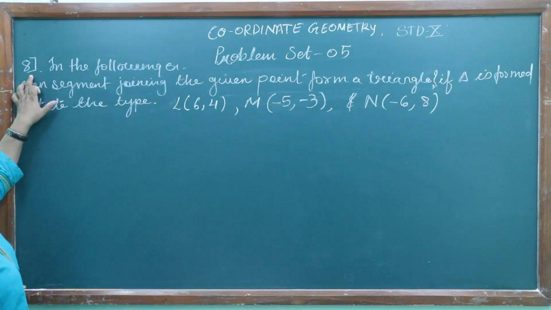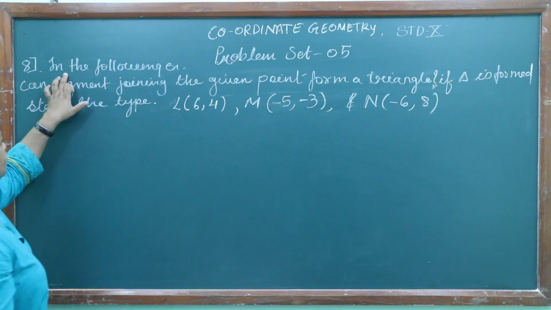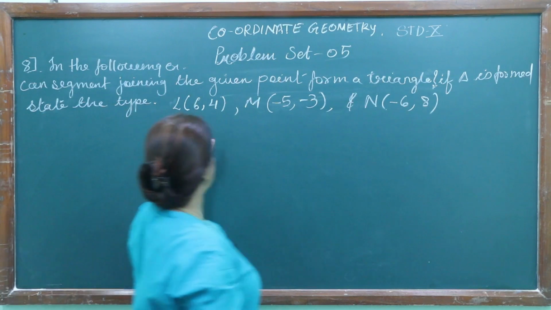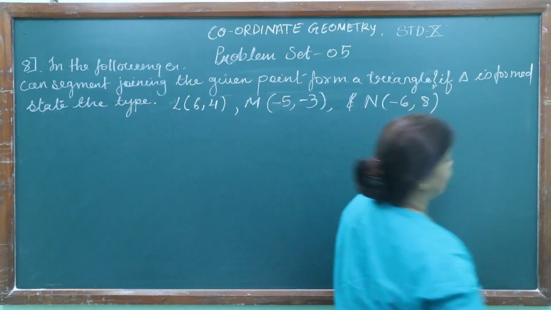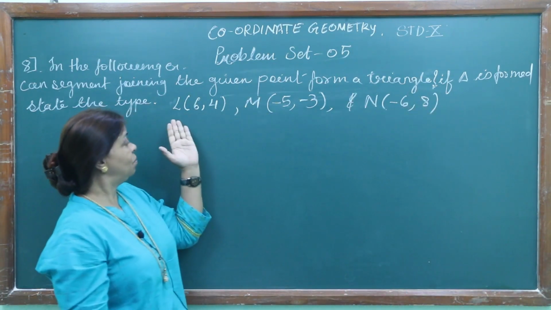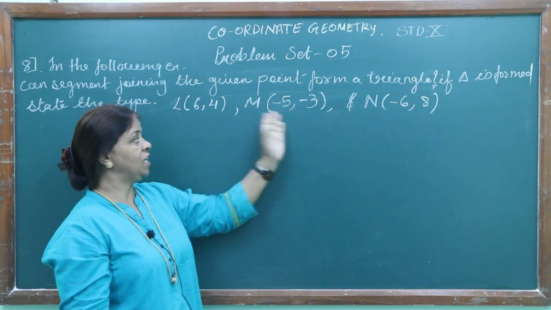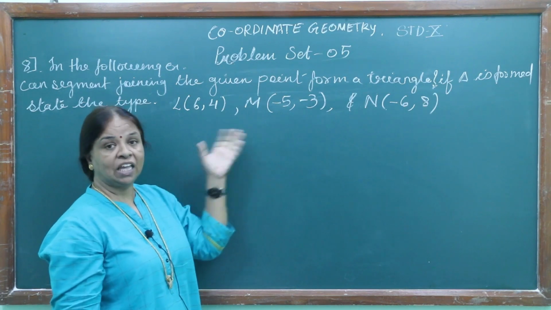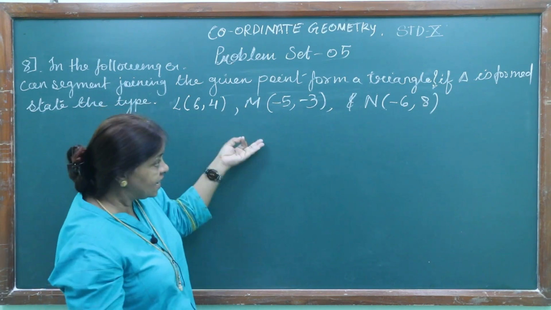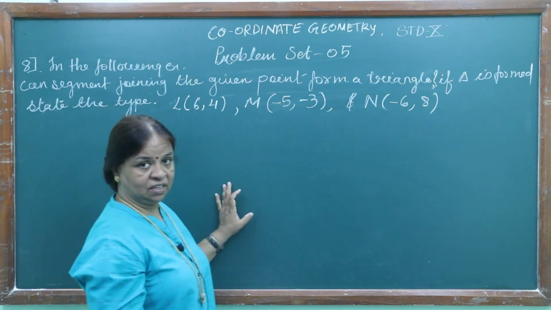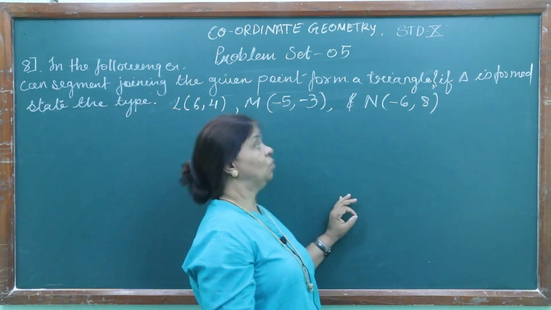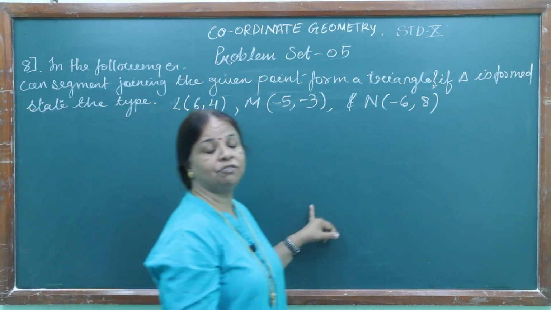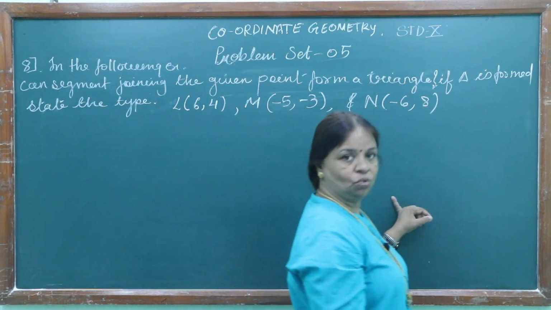Eighth sum from problem set 5. This eighth sum says, in the following example, can segments joining these three points form a triangle? There are points L, M, N with the coordinates. So if you join them, there will be segments formed. So can those segments form a triangle? We want to check. And if it forms a triangle, what kind of triangle does it form? Whether it forms an isosceles triangle or a scalene triangle. So we have to find out.